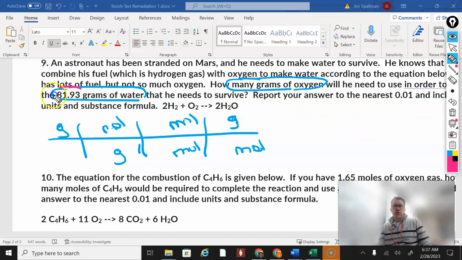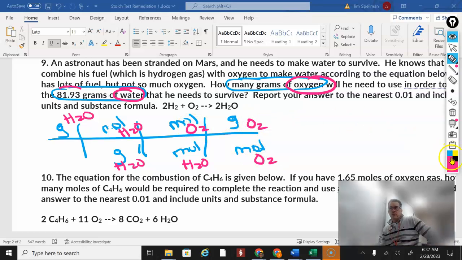Take our substance. So we're starting with the water because that's where our number is. We've got H2O. Remember, that means if I go grams to grams, then I'm going to put water in the first 2 boxes on each row. And then I'm ending with oxygen. And then we need to put our numbers in the correct place. I've got 81.93 at the beginning.